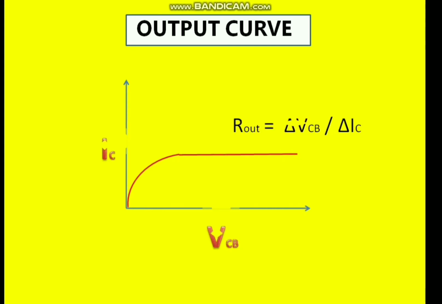Similarly, let us go to the next graph, that is the output curve. The output curve is the curve between the output current and the output voltage. Here the output current is IC and the voltage is between base and the collector, that is VCB. And we calculate the output resistance.